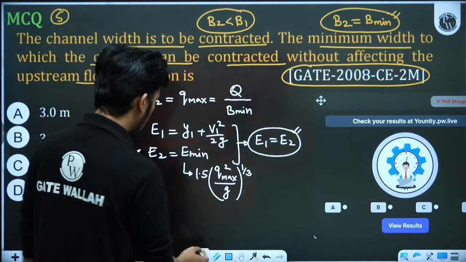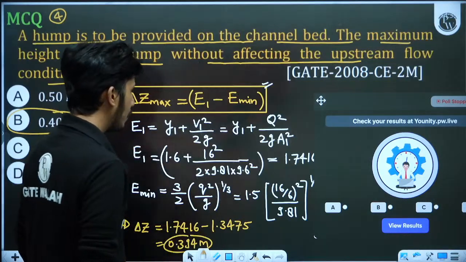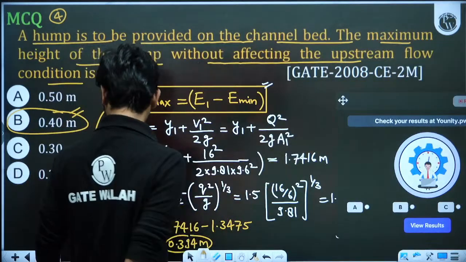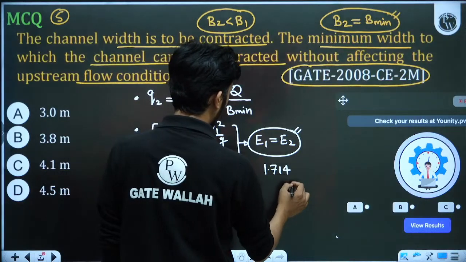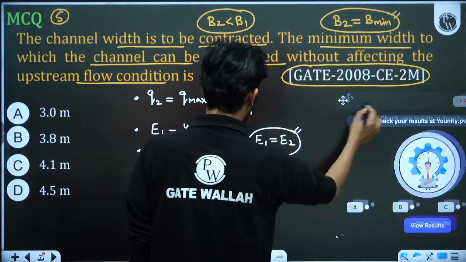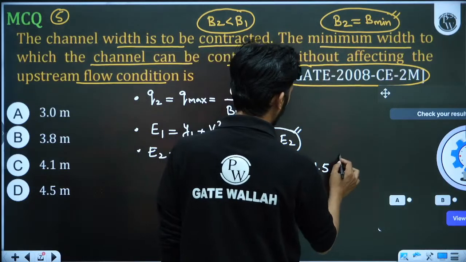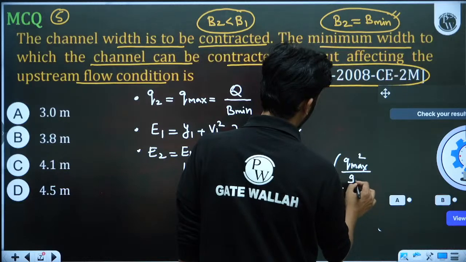Everybody is saying 4.1, option C. So let's calculate. We know that E1 is the same, 1.7416. That would be equal to E2. E2 will be equal to 1.5 into Q max square divided by 9.81, raised to the power 1 by 3.